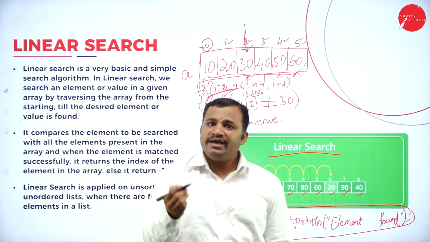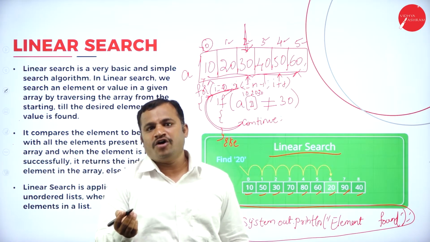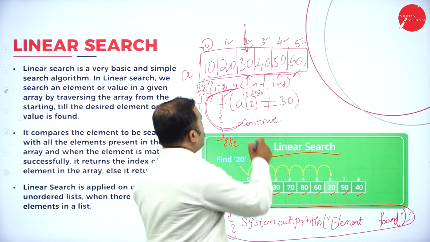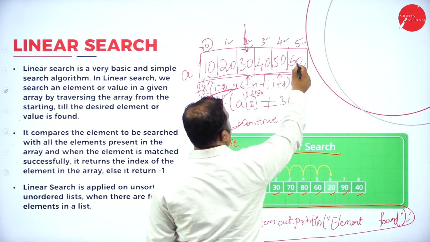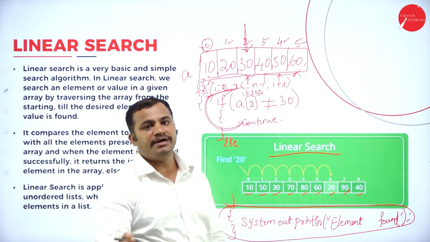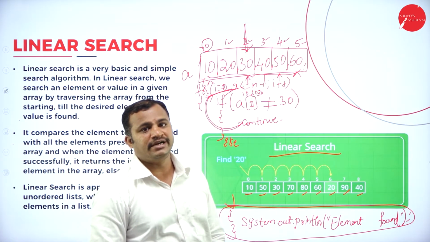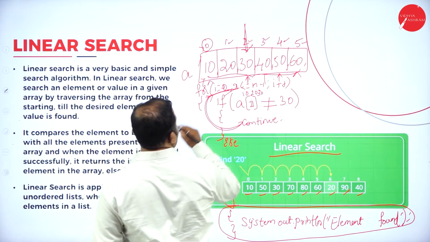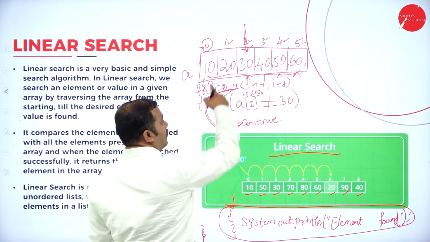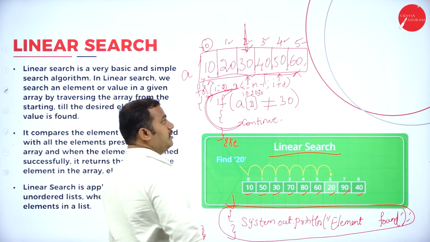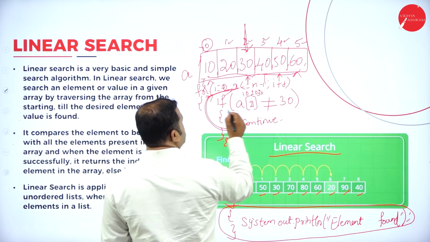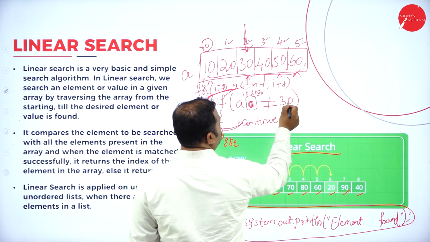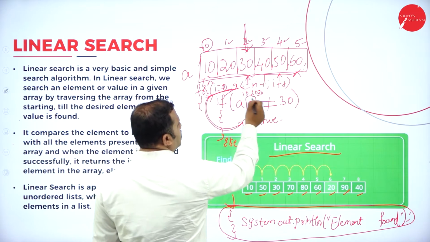What if the element is not at all present in the list? Suppose I have 10, 20, 30, 40, 50, 60, and I want to search for the element 70, which is not present in the list. Then we need to consider the worst case scenario of this linear search algorithm. A of 0, that is 10, is not equal to 30.